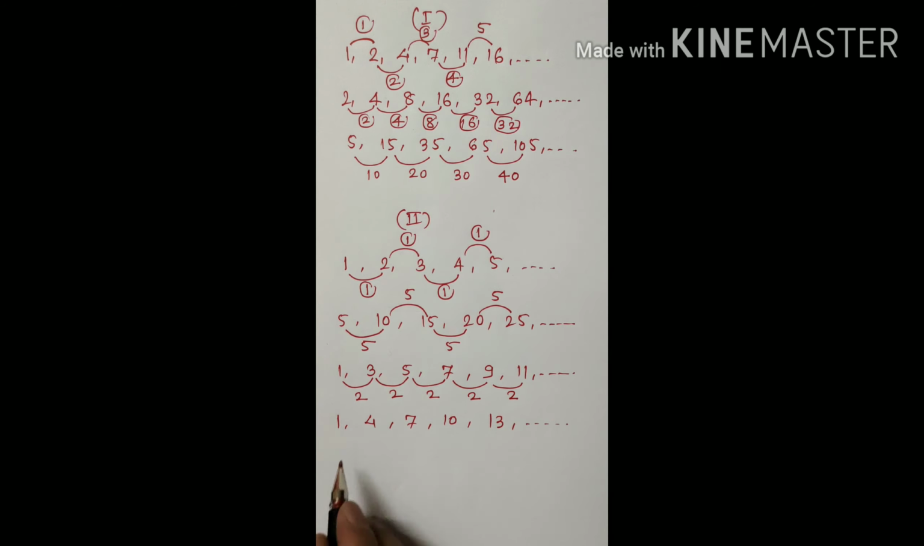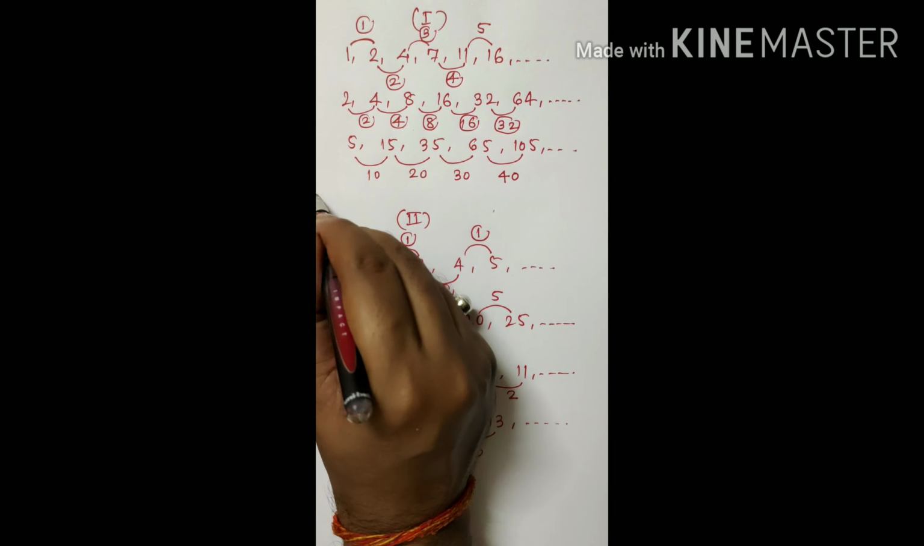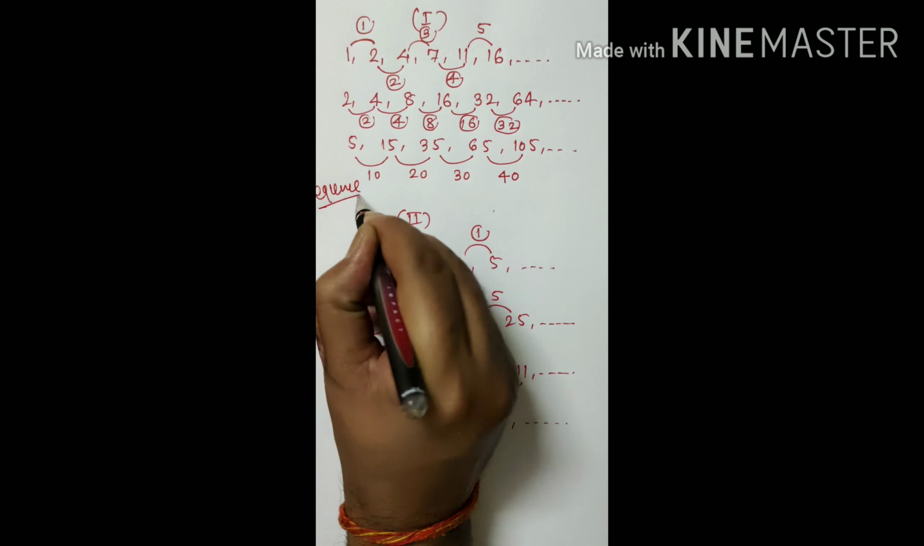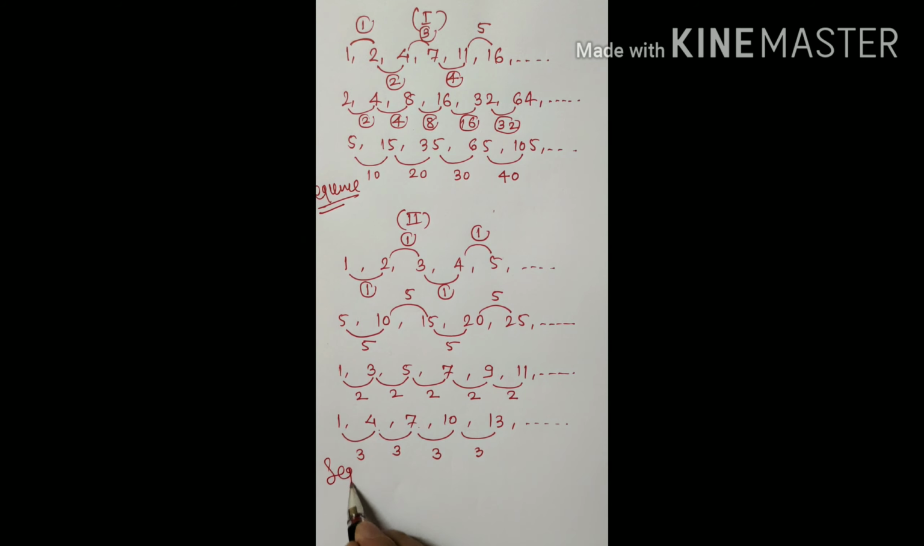Clear, student? 1 and 4, 3. 7 minus 4, 3. 10 minus 7, 3. 13 minus 10, 3. Means the difference between two consecutive terms is what, student? Constant. Student, in case 1, this is also a sequence. This is also a sequence. Okay, student? And our chapter is arithmetic progression.